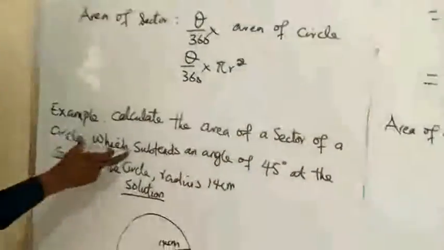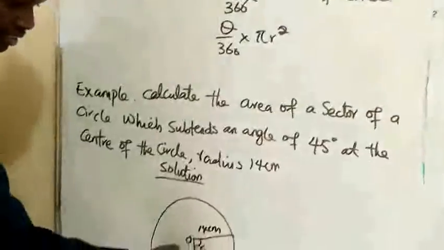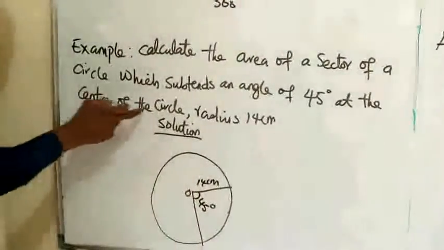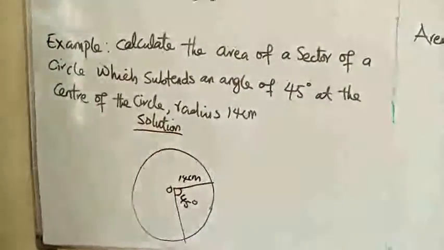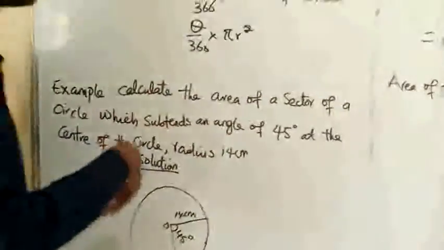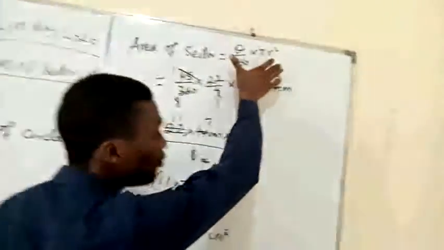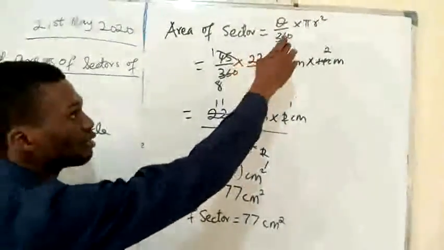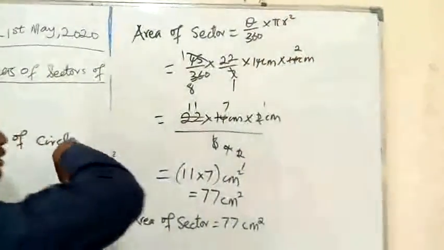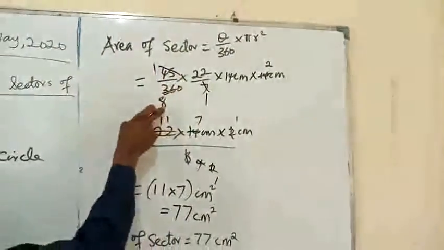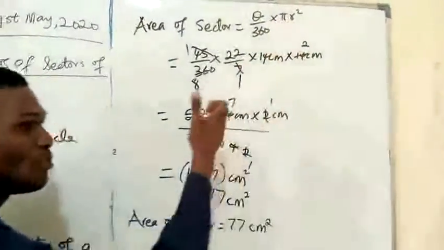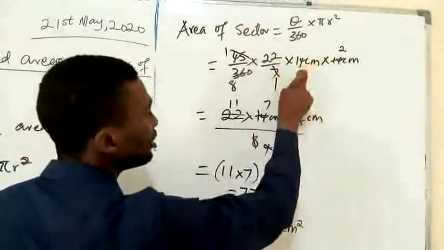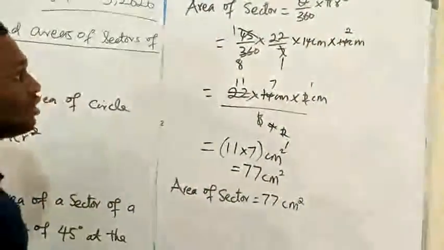Let's go again. Calculate the area of the sector of the circle which subtends an angle of 45 degrees. Here we have our angle, and the center of the circle of radius 14 cm. We have to find the area of the sector of that circle, and we have our formula on the board: theta over 360 times pi r squared. Our theta is 45 over 360 times pi, 22 over 7, times r squared, and r squared means radius times radius.